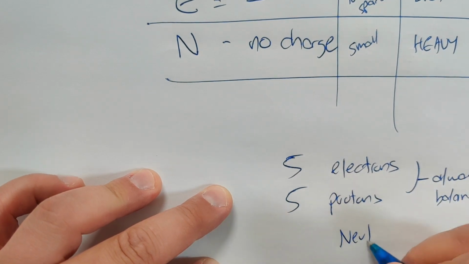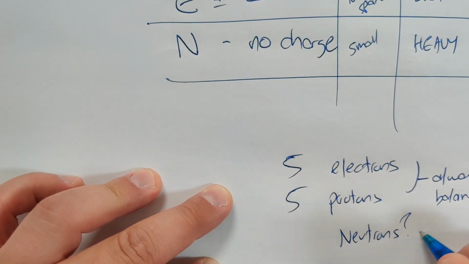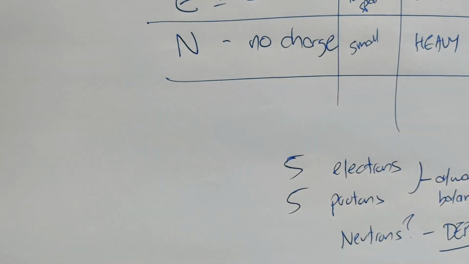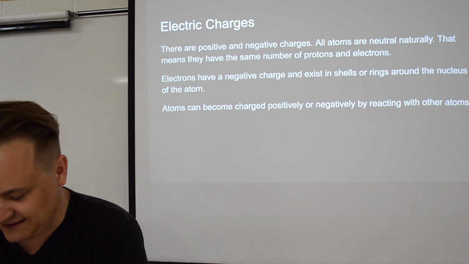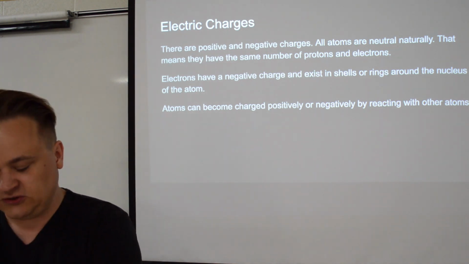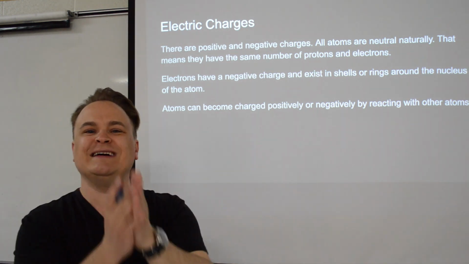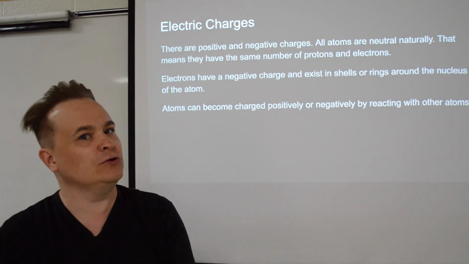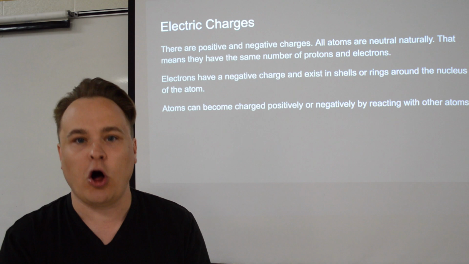For neutrons, how many? It depends. We can figure that out later. So that's the variable. But if there's 5 protons or 5 electrons, protons and electrons always equal each other to make it neutral. Because if it wasn't neutral naturally, it would be reacting all of the time.